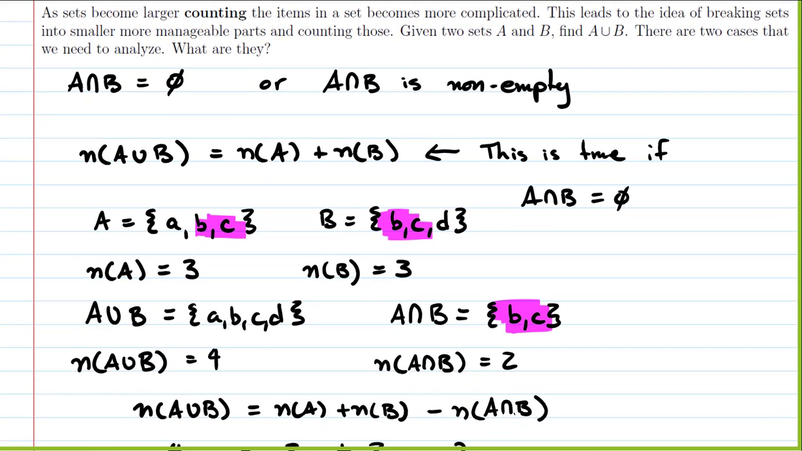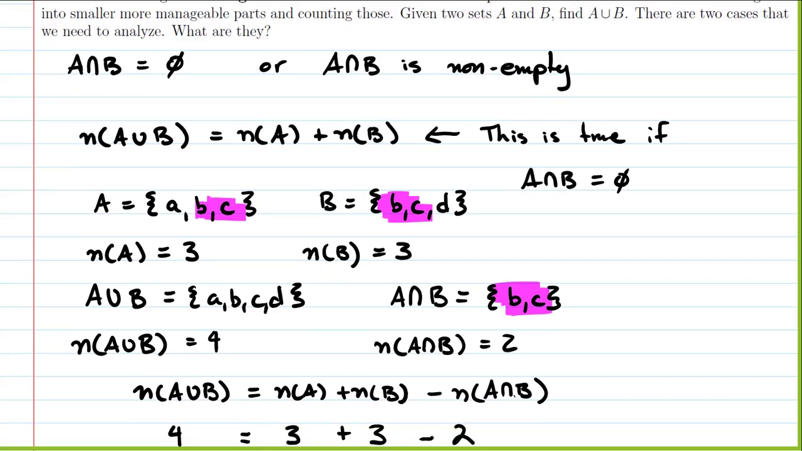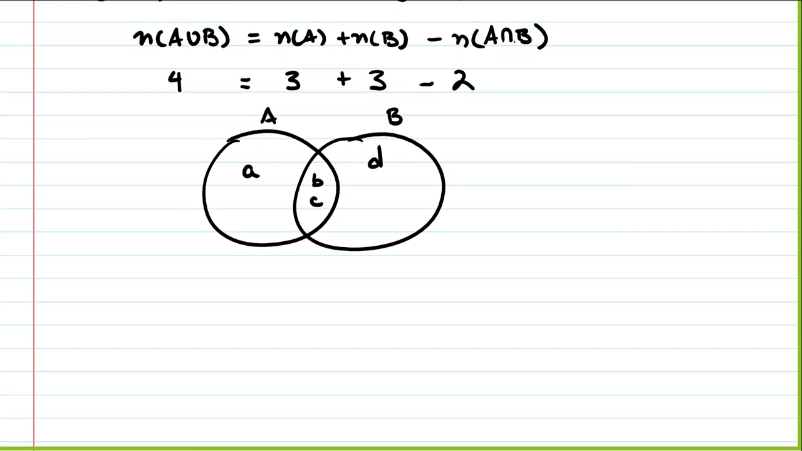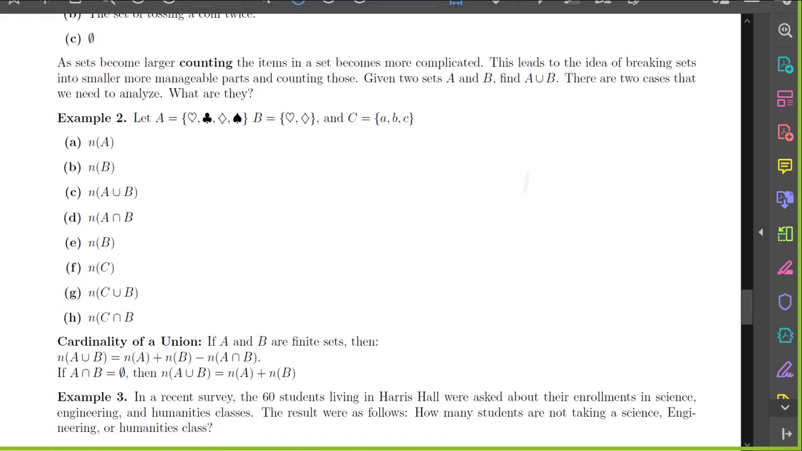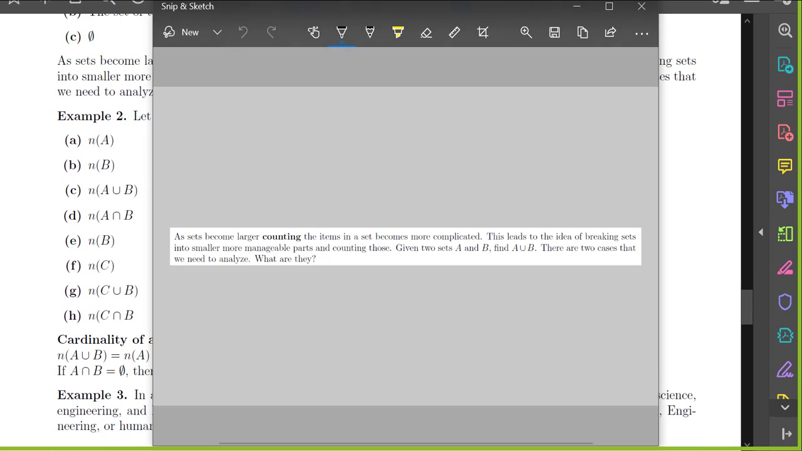So as mentioned, A union B is equal to n of A plus n of B if their intersection is empty. Because if the two things have no elements in their intersection, then just adding their two things together will work, because we're not double counting anything. All right. So let's do some examples.